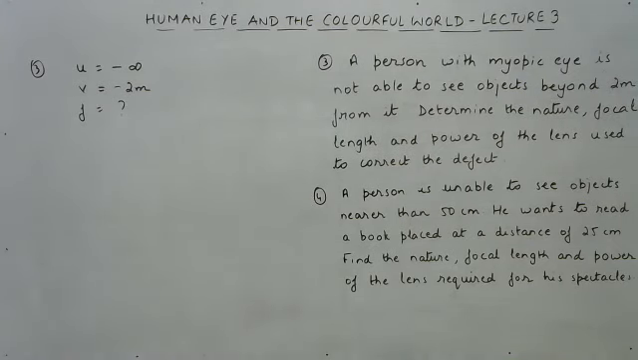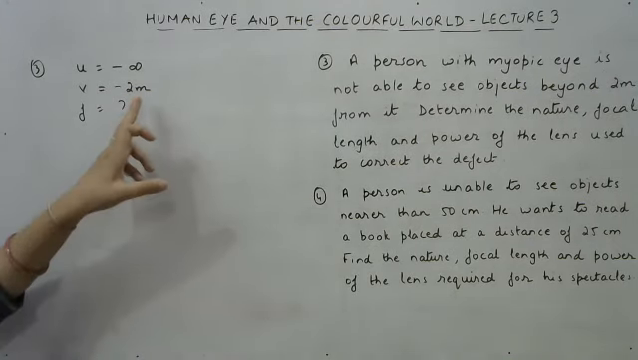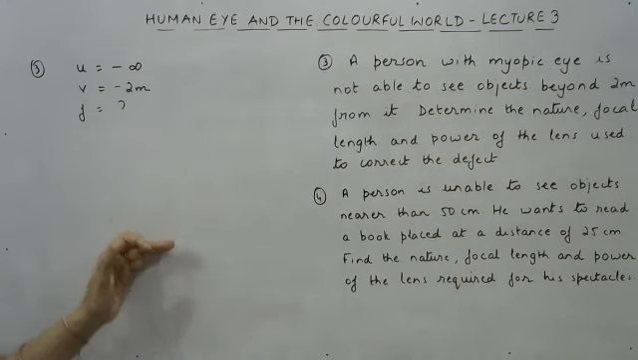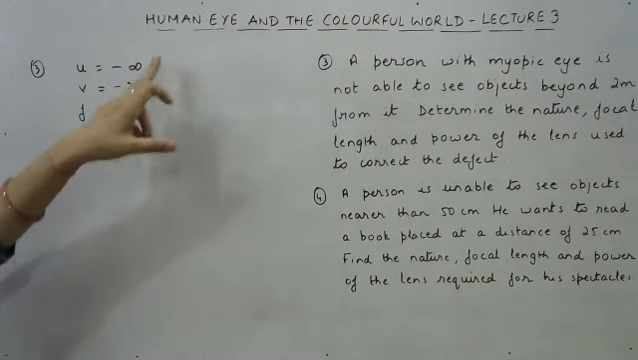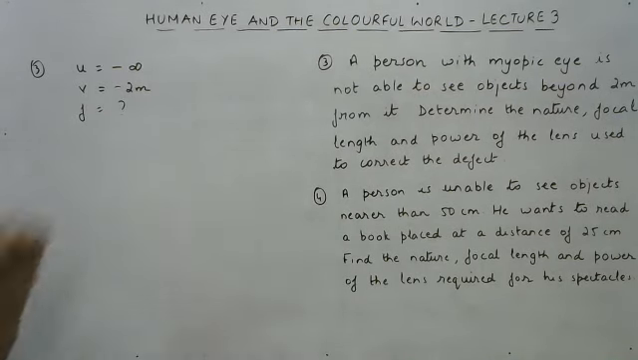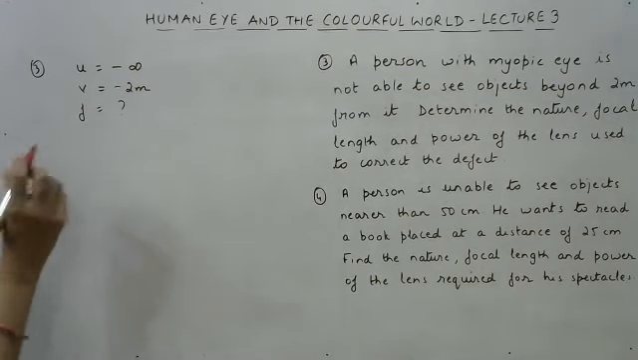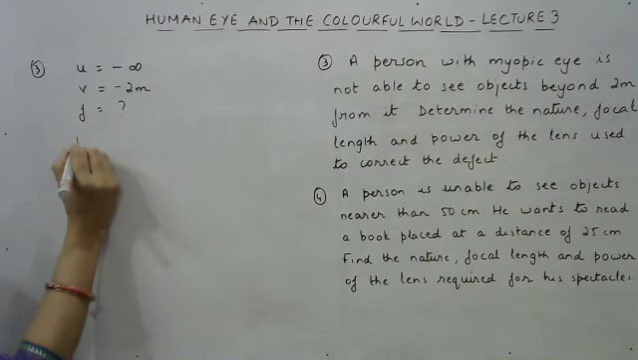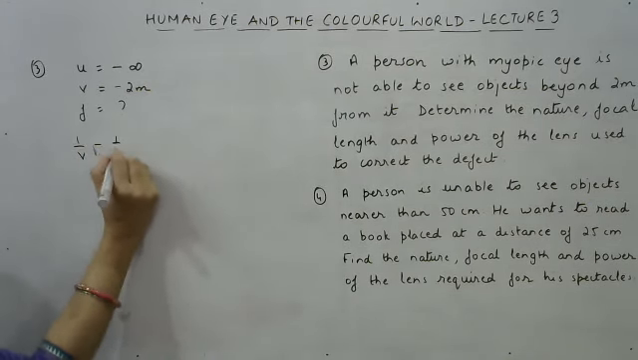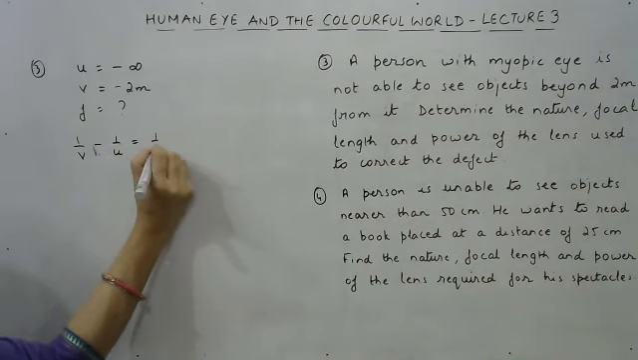Now this question can be done in two ways. Either we convert this to centimeters and we find the focal length in centimeters and then we convert it back to meters to calculate the power, or since the units are similar over here, infinity doesn't have any particular unit, so we can directly do the calculation in meters also. So I'll be going with the direct method of calculating, that is 1 upon v minus 1 upon u is equal to 1 upon f.